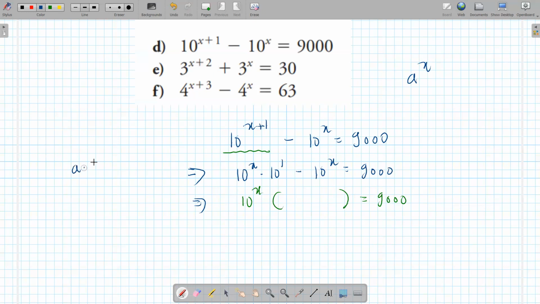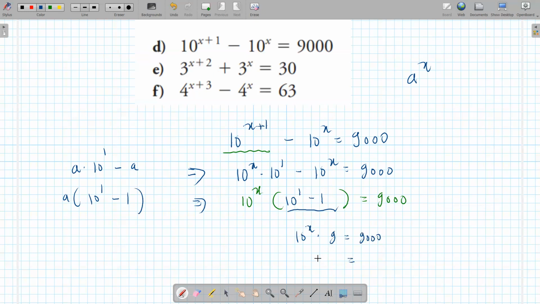It's the same idea as this: a times 10 to the 1 minus a. If you pull out an a, you're left with 10 to the 1 minus 1, like that. So what are we left with in this bracket? It's the same idea, times 10 to the power 1 minus 1. What's 10 to the 1 minus 1? It's 9. So you have 10 to the power of x times 9 equals 9,000.